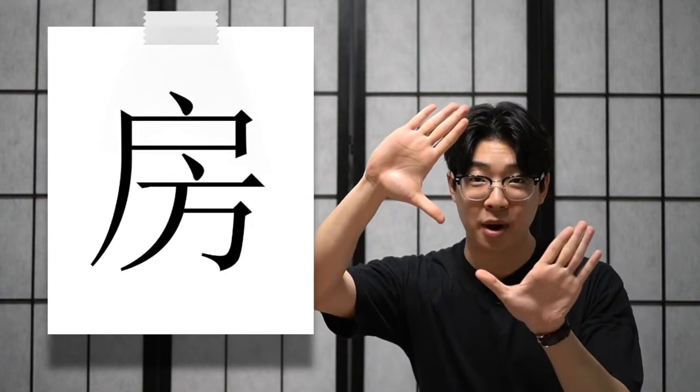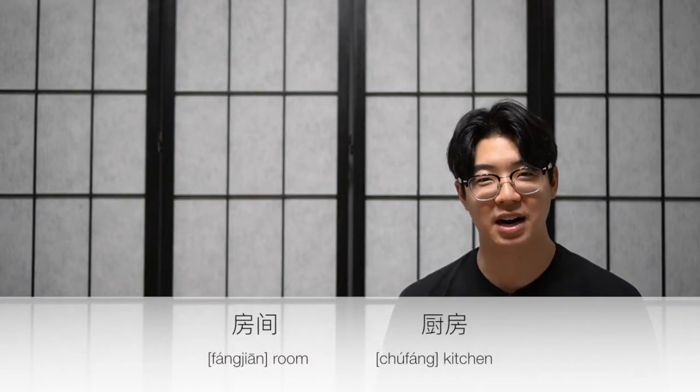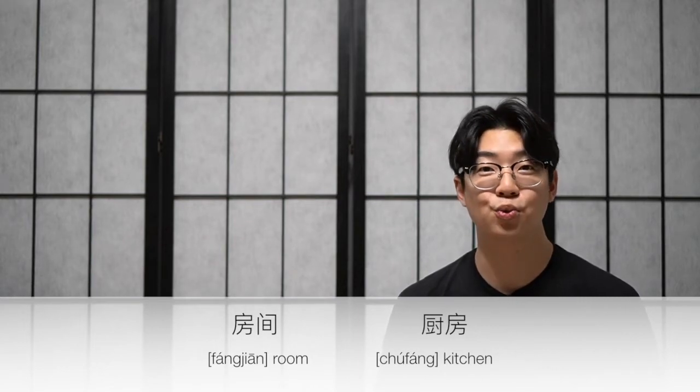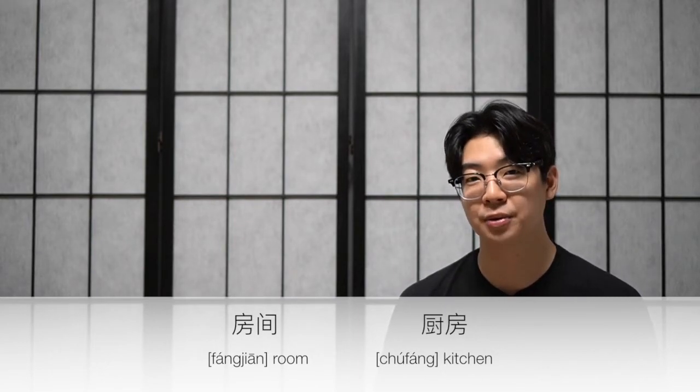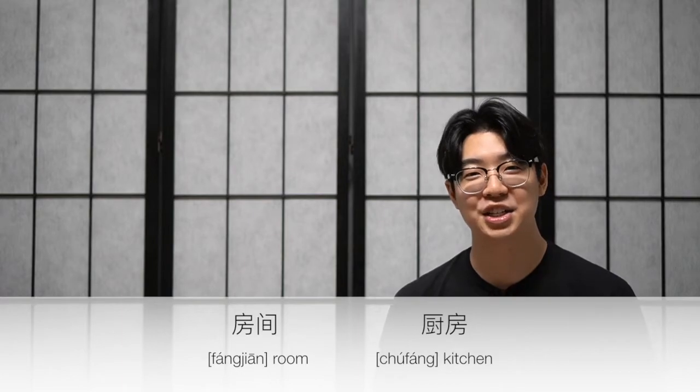Let's look at another character. Now let's add a different character. The added character means square. A square area with a single door is a room or a house. This character means room or house. It is used in these words, 房间, which means room, and 厨房, which means kitchen.